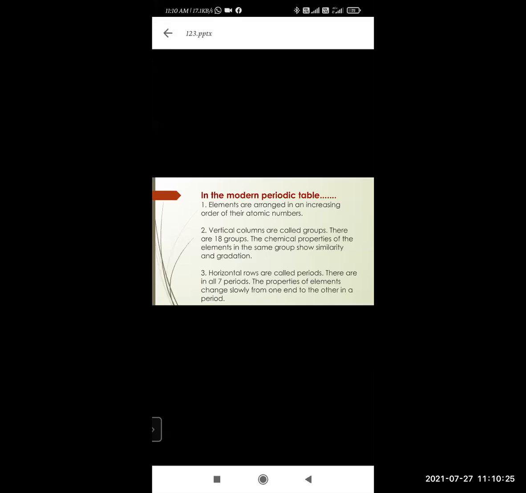The properties of elements change slowly from one end to the other end in a period. So this is the difference. The properties of the elements change from one end to the other end in the period as we move from left to right. So this is about the modern periodic table.